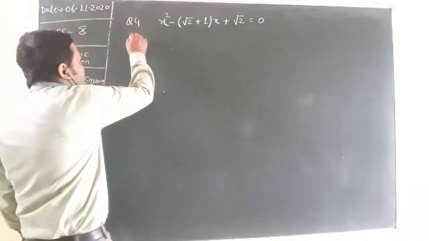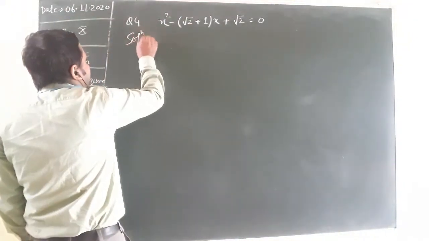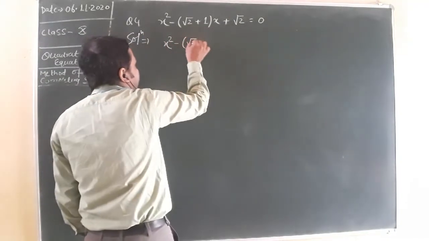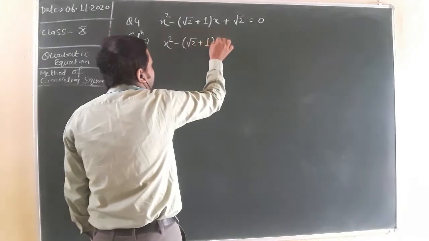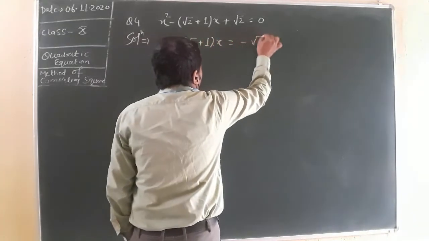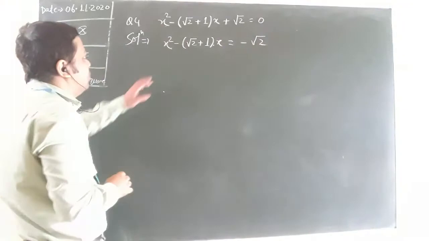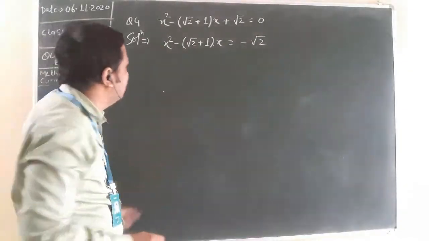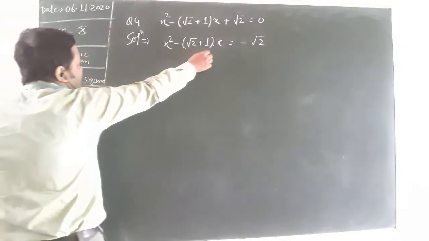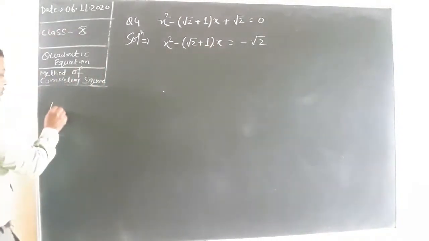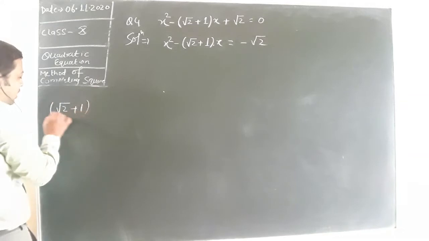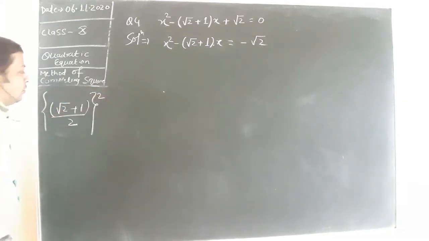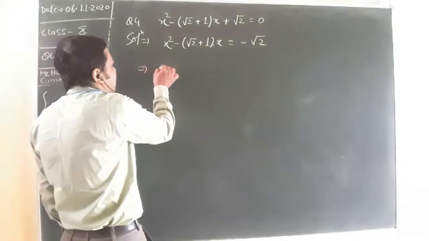Now for this, the same method will be repeated. First we have to transfer this constant term to the right hand side of the equation. So this is equal to minus root 2. Now here the coefficient of x square is 1, so no need to divide both sides by anything. So what you will do, write the coefficient of x without sign. It will be root 2 plus 1, then half of it is this, then the square of this. Now add that term to both sides.